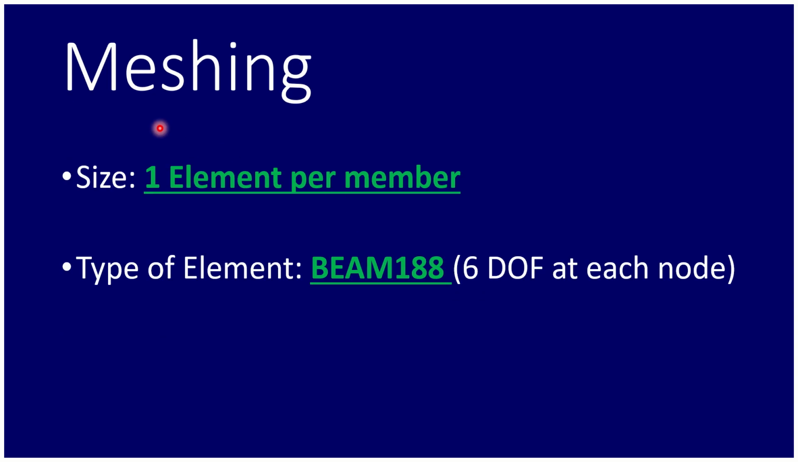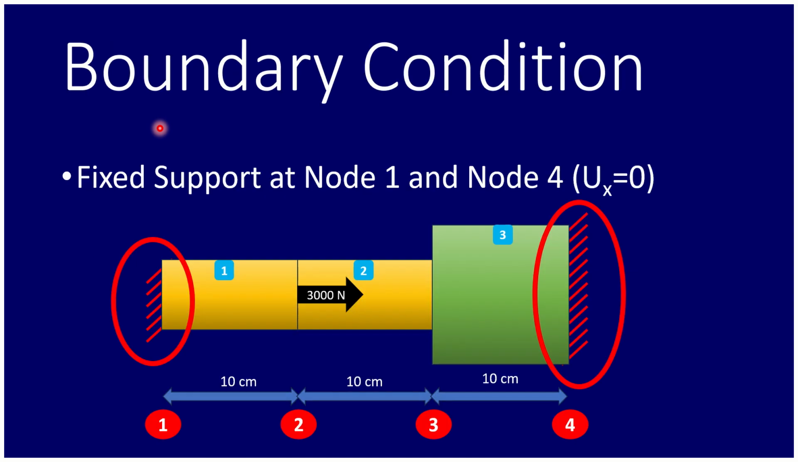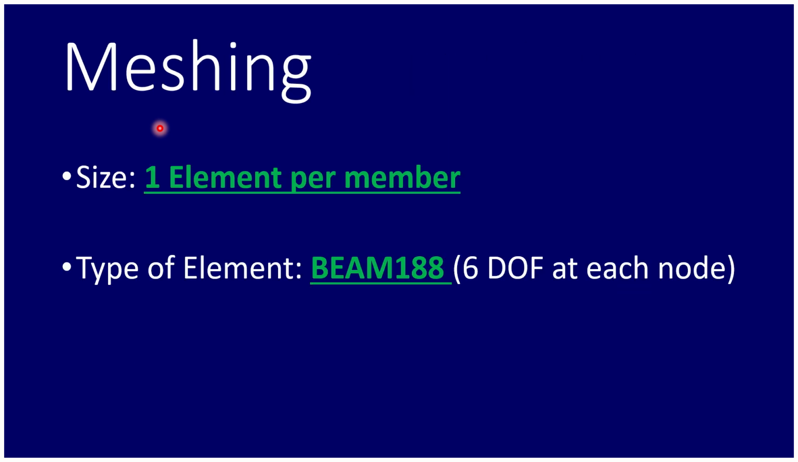So after modeling the geometry, we'll again come to the workbench and we'll open the Ansys mechanical modeling GUI. In there we will be meshing the elements. Here also we have to consider one element per member as a meshing size, and the type of elements will be beam 188, and these are the types of element available for 1D analysis of step bars or bars, I will say. Then these elements have 6 degrees of freedom at each node.